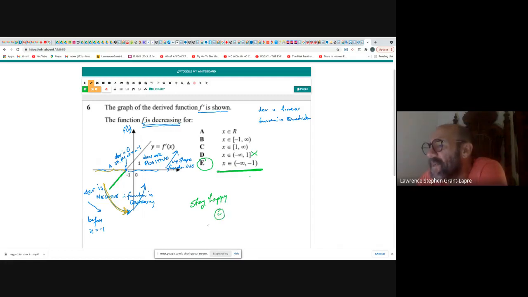So -1 is the final condition. It's decreasing up to that value. At that value, it's instantaneously not really decreasing. It's stationary at that point. So we can't include it. So it's not decreasing at -1.